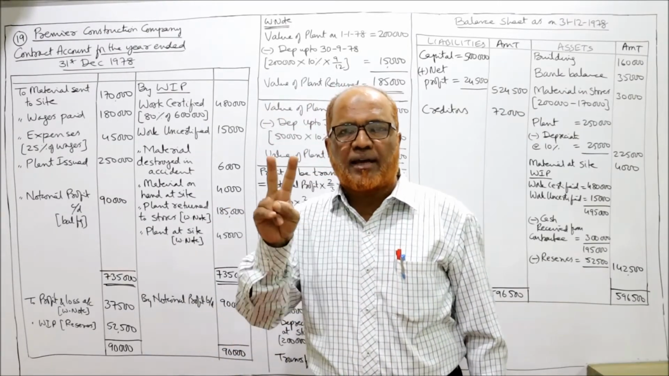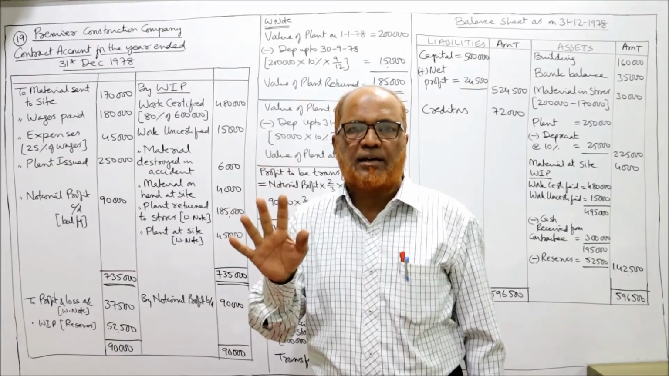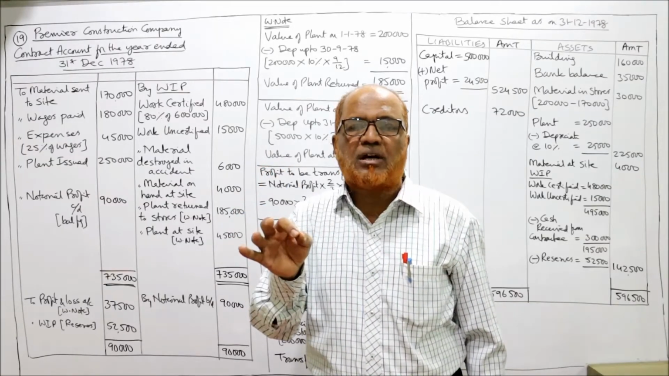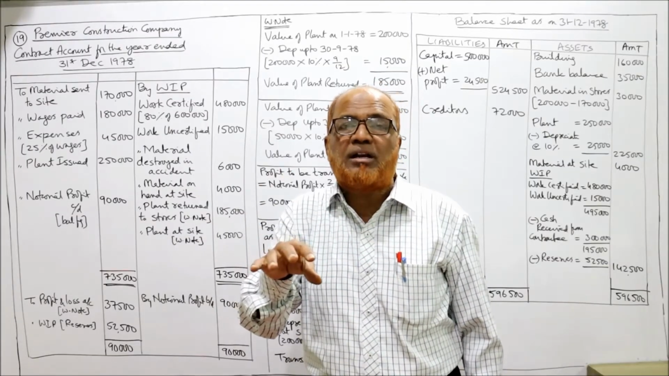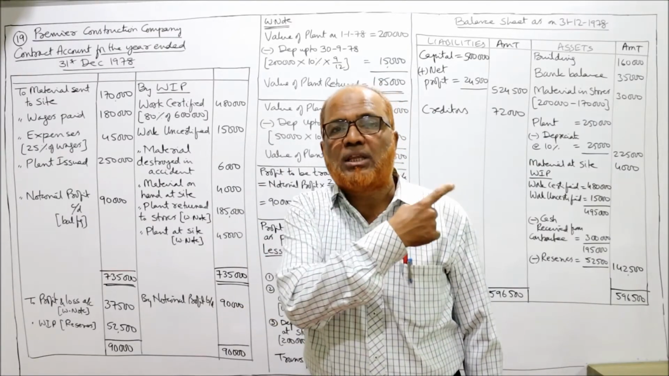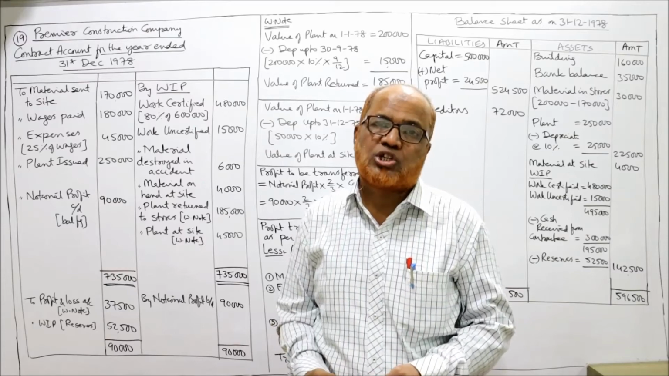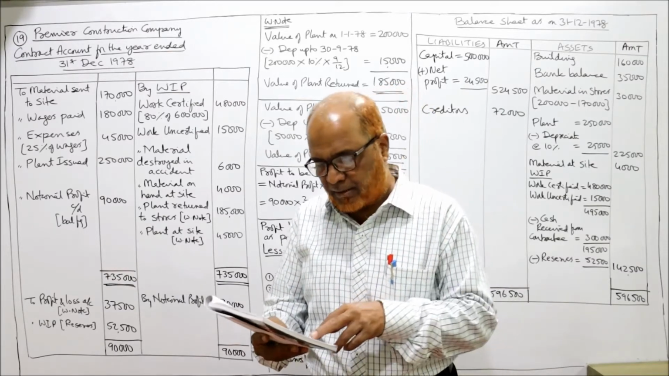The trial balance says 2 lakh rupees of material was purchased, out of which 1,70,000 rupees material was issued to the contract. Remaining 30,000 material are lying in the stores. That will be taken on the asset side of the balance sheet. 30,000 will be shown on the asset side.